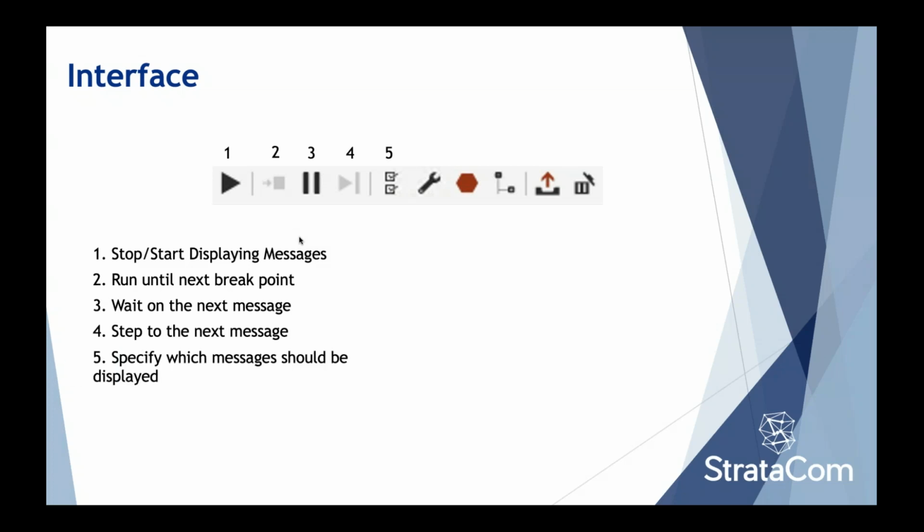Number 5 is displaying which messages should be displayed. This is basically what information is being collected. This is how you can refine what's being shown to you so that you don't have to wade through as much clutter to get the information that you need.